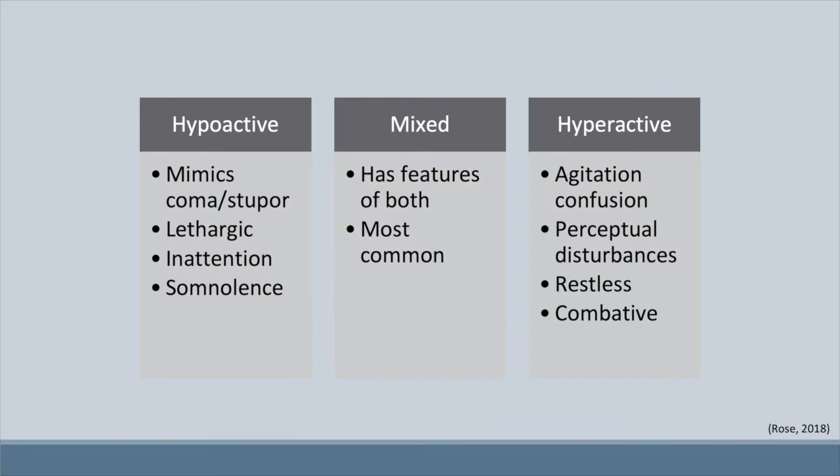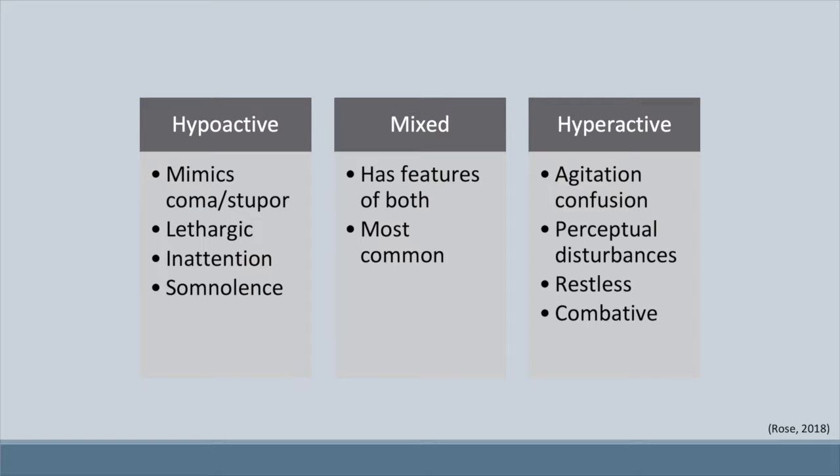So the next slide here goes over the three different types of delirium. The hypoactive form of delirium is more common than the hyperactive type. It tends to mimic a coma or stupor. These patients are very lethargic and have a severe form of inattention or somnolence. And this type is not as easily noticed because it doesn't grab everyone's attention. So sometimes it tends to be less treated because the patient's not causing a lot of commotion or anything like that.